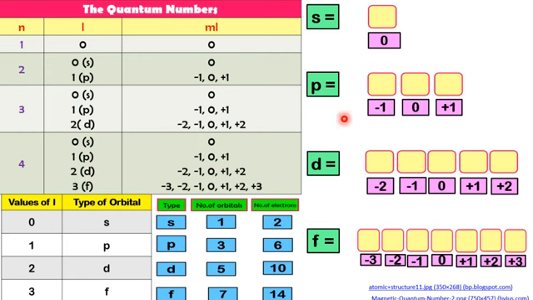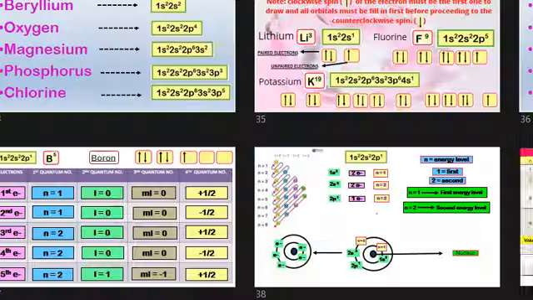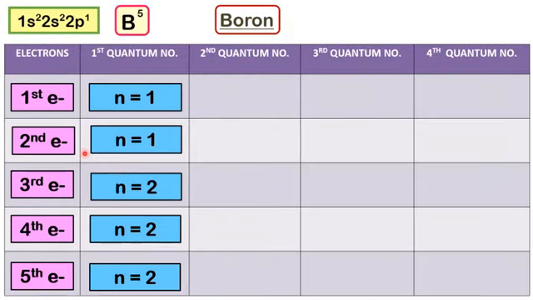So, this makes it easier for you to remember why it becomes negative 1, 0, positive 1, or negative 2, negative 1, 0, positive 1, positive 2, because it pertains to the orbital. When you see S, 0. When you see P, you have to use three integers. If it is D, you have to start with negative 2. If you see the F orbital, you have to start at negative 3 and end at positive 3. Okay, so this is very important in identifying the first, second, and third quantum numbers of the given element.